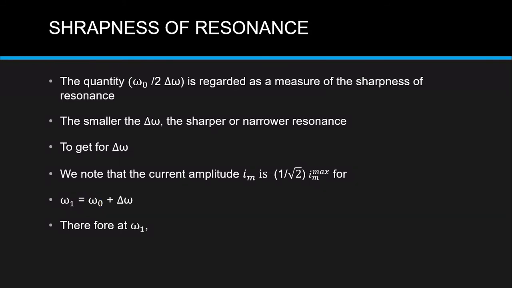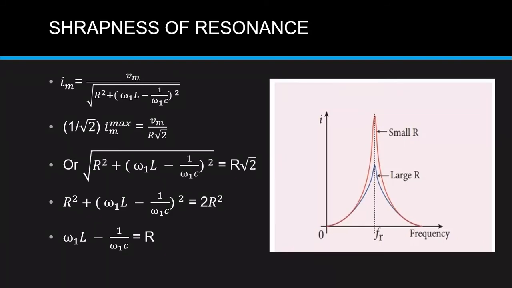Therefore, for omega 1, Im is equal to Vm upon the square root of R square plus the quantity omega 1 L minus 1 upon omega 1 C, all squared. So 1 upon root 2 I max is equal to, we can say, I max upon root 2, which is Vm by R by root 2.